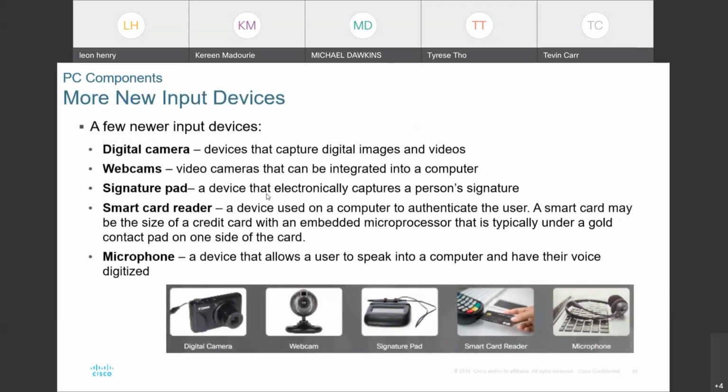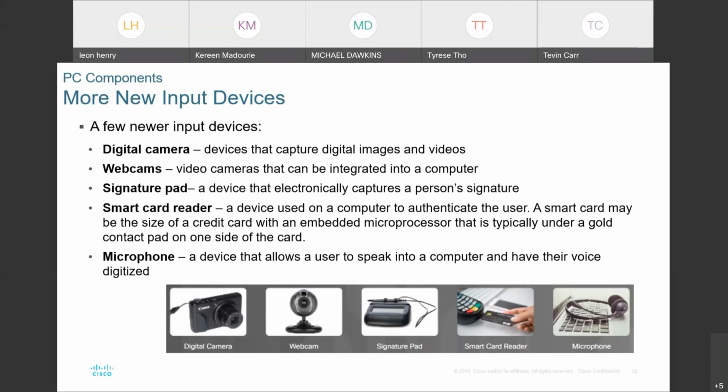All right, other new input devices, you're talking about digital cameras that capture digital images and videos, webcams, signature pads, and smart card readers. All right, let's talk about the digital camera, for those who understand, class, right? Where you capture images and videos and you can output them onto a computer, onto a screen, and that's why it is an input device. The webcam does the same. All right. If I turn on my webcam now, I'm inputting my image into this computer and you'll be able to see it displayed on your screen.